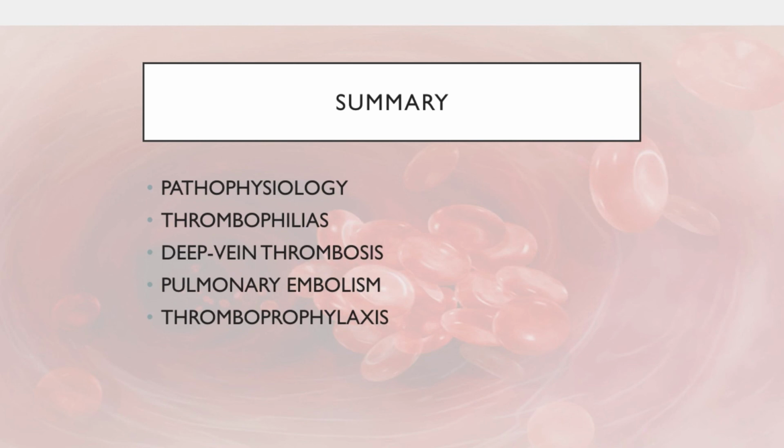So, in summary, we have talked about the pathophysiology of thromboembolic disorders in pregnancy, and we also talked about the acquired and inherited thrombophilias, deep vein thrombosis, pulmonary embolism, and the indications for and how to do thromboprophylaxis.